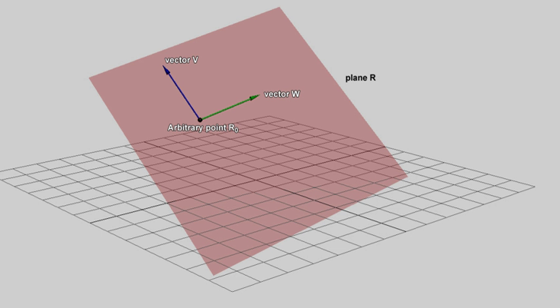Specifically, let R0 be the position vector of some point P0 = (x0, y0, z0), and let N = (A, B, C) be a non-zero vector. The plane determined by the point P0 and the vector N consists of those points P, with position vector R, such that the vector drawn from P0 to P is perpendicular to N.